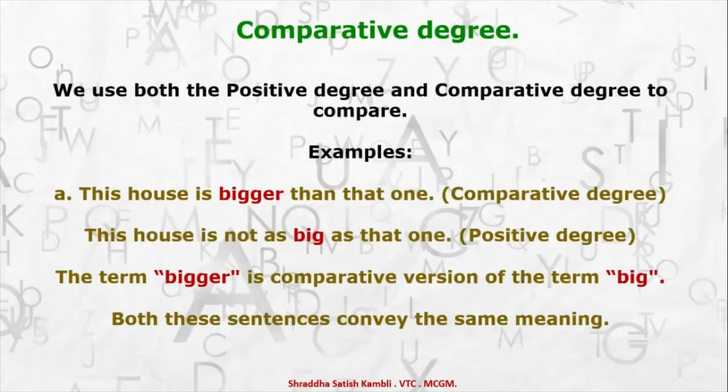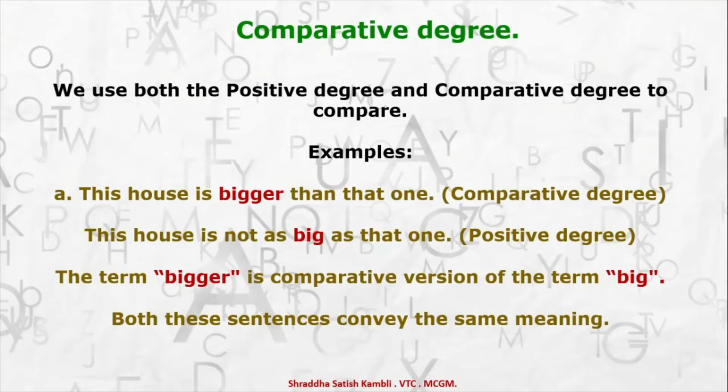Let us look at some example sentences for comparative degree, and also remember that we use both the adjective in the positive form and the adjective in the comparative form to compare sometimes. For example, we say this house is bigger than that one. So this is comparative degree. To compare, we can also use the positive form of big, that is, we can say big. How? The sentence structure will change.